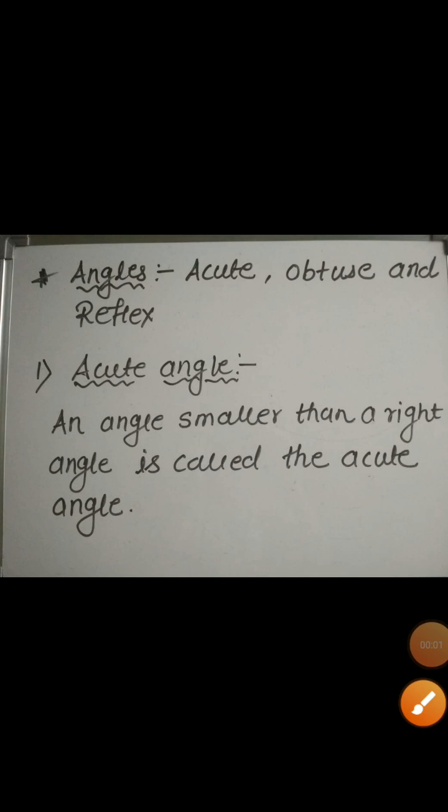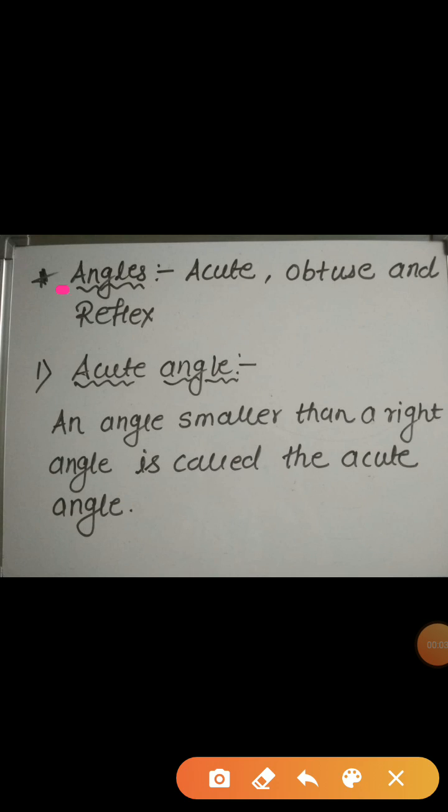Students, today I am going to discuss the new topic, that is angles. Till now we have seen two angles, right angle and straight angle. Measure of a right angle is 90 degree, which we also write as 1/4 of a revolution. Whereas measure of a straight angle is 180 degree, which we also call half of a revolution. But today we are going to see more angles, that is acute angle, obtuse angle and reflex angle.